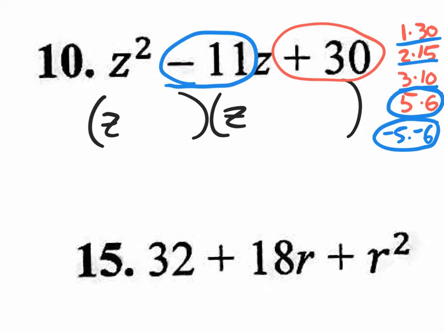Negative 5 times negative 6 really is positive 30. And if you add negative 5 and negative 6, you really do get that b value, negative 11. So on the inside of the parentheses, we put z minus 5, z minus 6, and that's the correct factored form. Moving on to number 12.